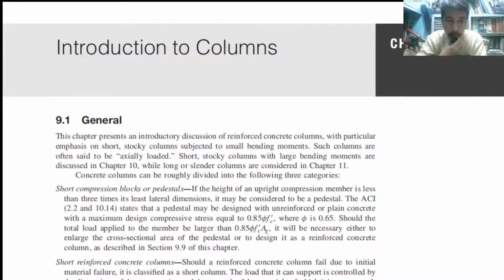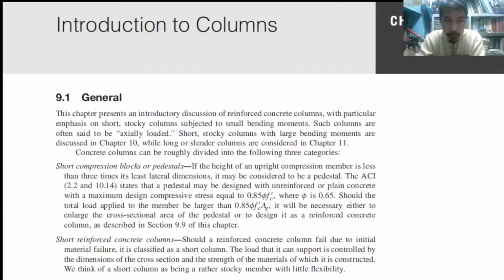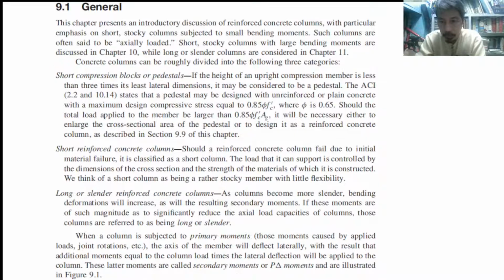continue. So column is another structural element that we have to use to construct a building or a bridge, another structure, and this can be an application that would use reinforced concrete. So there are different types of columns. So let us talk about different types of columns.